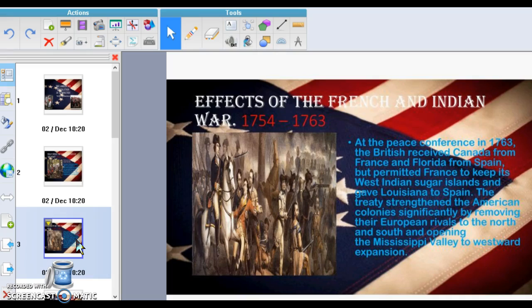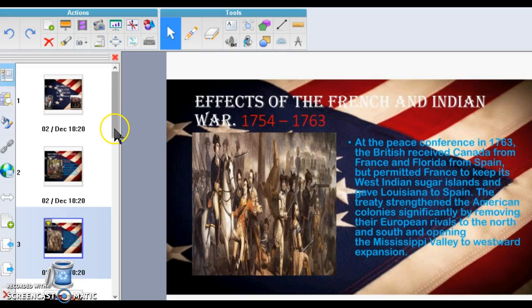The next slide says the effects of the French and Indian War. At the peace conference in 1763, the British received Canada from France and Florida from Spain, but permitted France to keep its West Indian sugar islands and gave Louisiana to Spain. The treaty strengthened the American colonists significantly by removing their European rivals to the north and south and opening the Mississippi Valley to westward expansion.